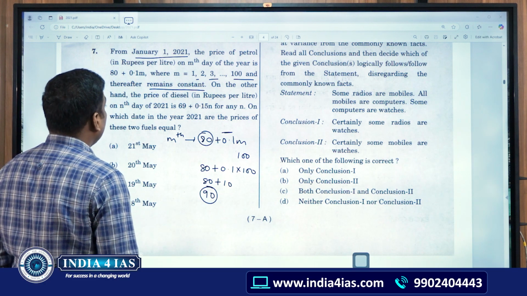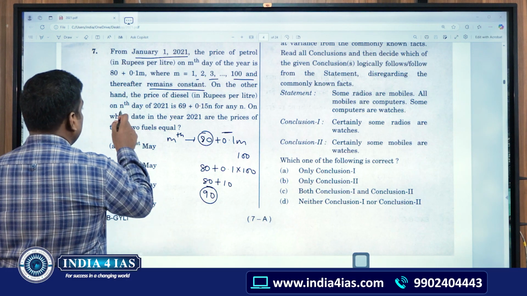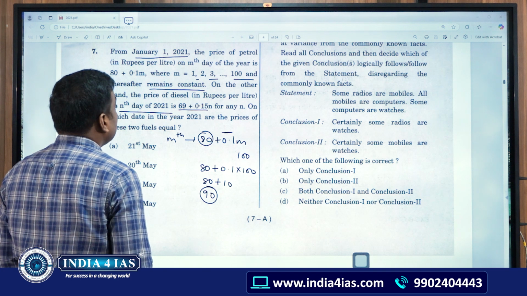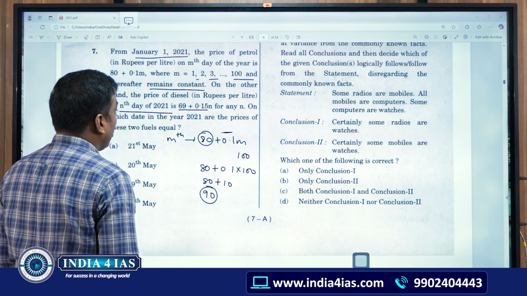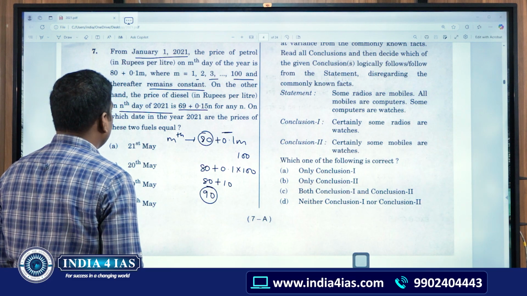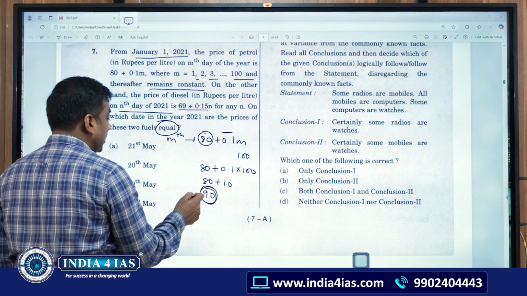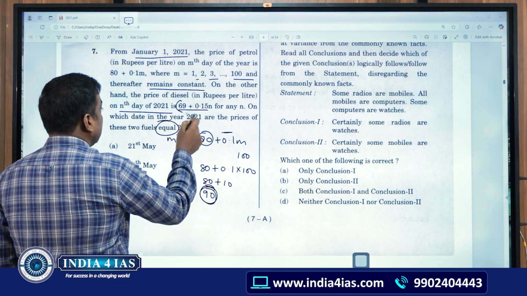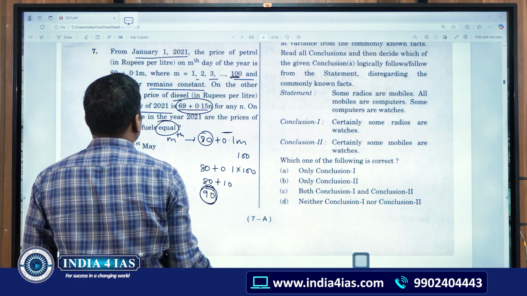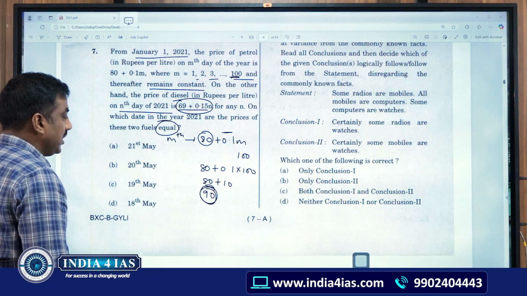Now, on the other hand, the price of diesel in rupees per litre on the nth day of 2021 is 69 plus 0.15 n for any n. On which date in the year 2021 are the prices of these two fuels equal? Here the maximum price of petrol is 90, but for diesel the price can go anywhere, as they have not told us it should be restricted to 100. So it can go up to 365 also.